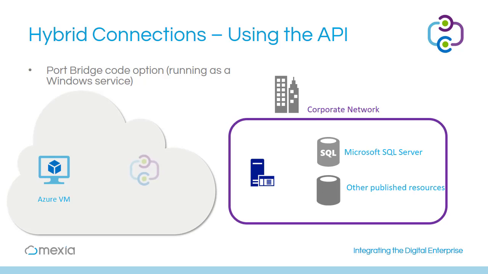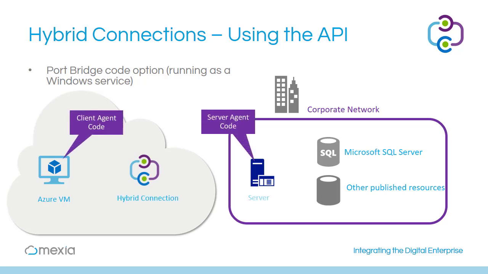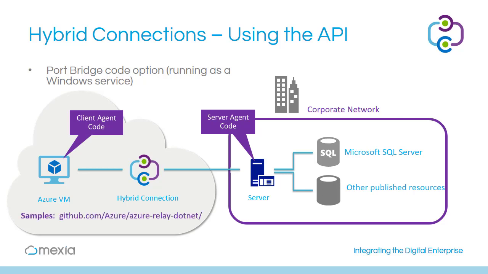And what you do is you establish your hybrid connection, as you normally do in Azure, but then you deploy some server agent code in your on-prem server and some client agent code in your Azure VM, and this enables you to talk across that hybrid connection. This solution enables you to connect almost anything. Here's the link for the GitHub site where you can download the code to do this.